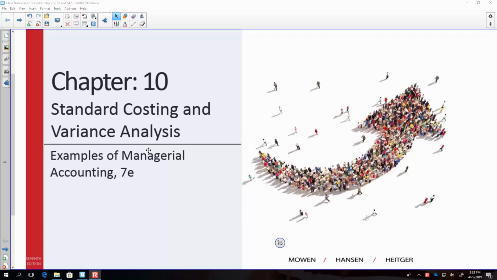We're going to be covering the remaining section of Chapter 10 dealing with the overhead variances. This actually then starts on page 543, and it goes to the end of the chapter, basically, which is on page 552.